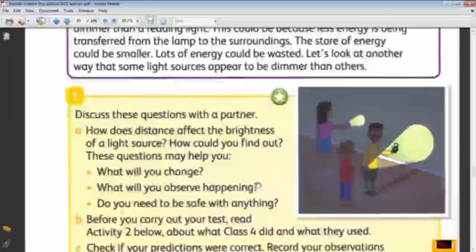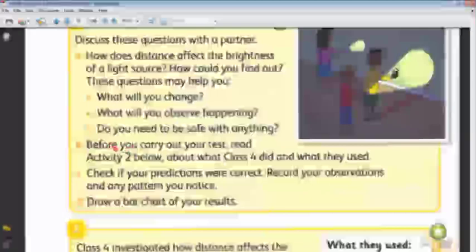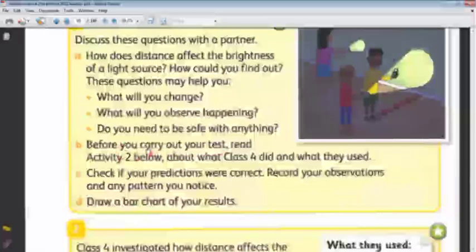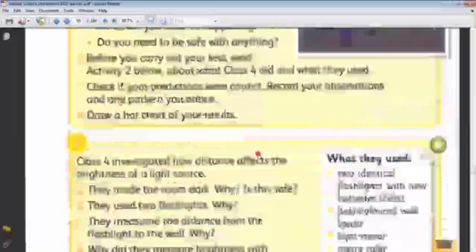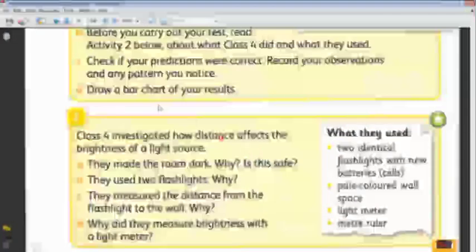There is the thing of not looking directly at the light source. It may harm our eyes. This is the only thing that we can see. Okay, so not to look directly at the light source or the flashlight because it may harm our eyes. Okay, question B. Before you carry out your test, read activity 2 below about what class 4 did and what they used. Okay, so we will go to activity 2.